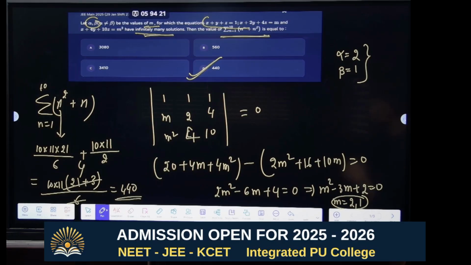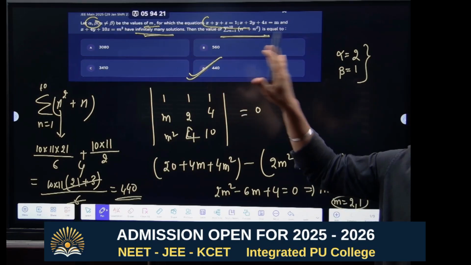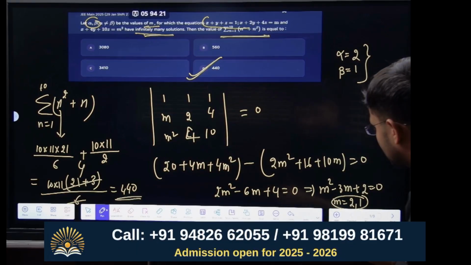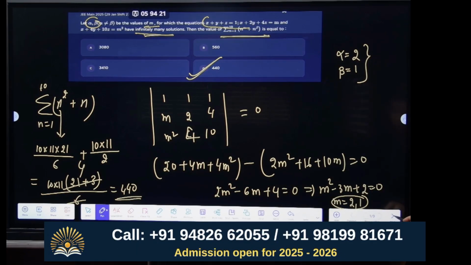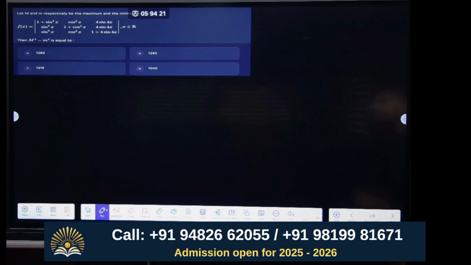See, they have asked almost every question based on infinitely many solutions. Very few questions are there which are not on infinitely many solutions. So let's see the second question.